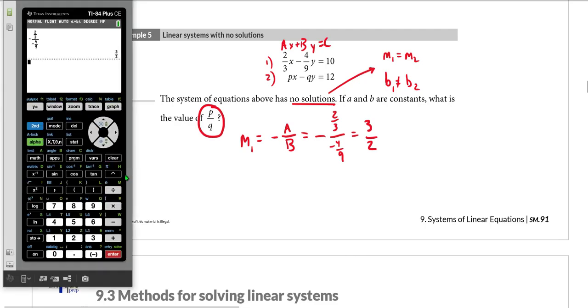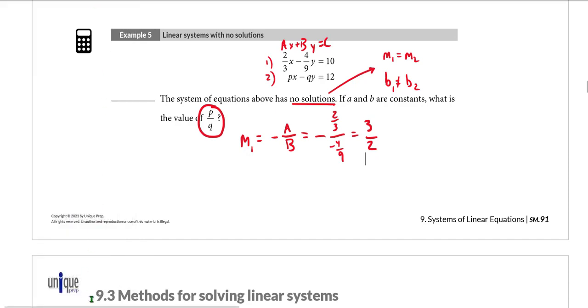Again, I can enter this in multiple ways. I could do negative parentheses 2 divided by 3, end parentheses, divided by parentheses, let's say negative 4 divided by 9, and I get 1.5, which is equal to 3/2. I could also math enter that to get the fractional value. So again, if you are not familiar with the F1 menu here, you do not need to use that. And obviously if your calculator does not have that menu, you can't use it.